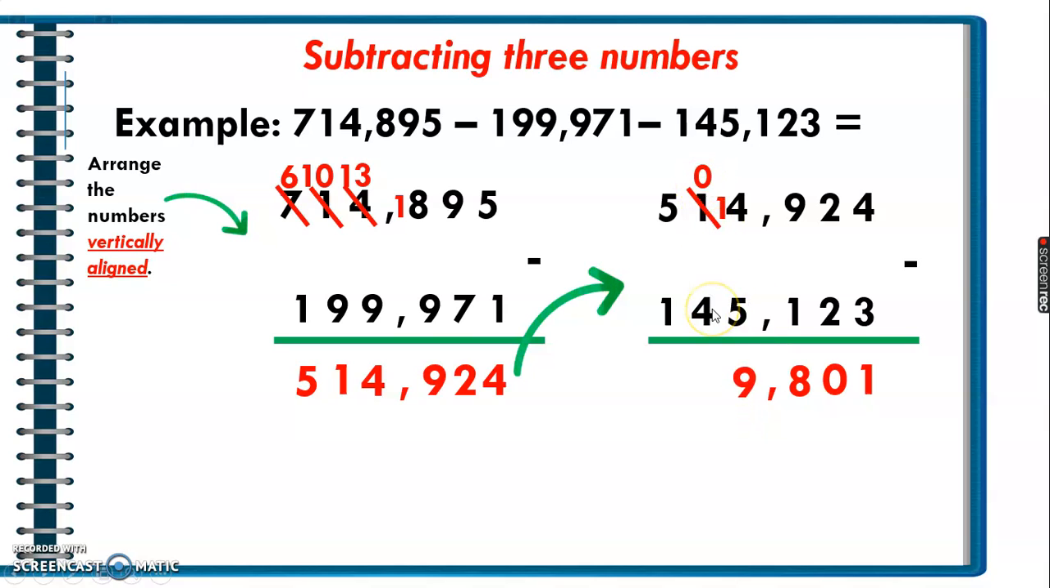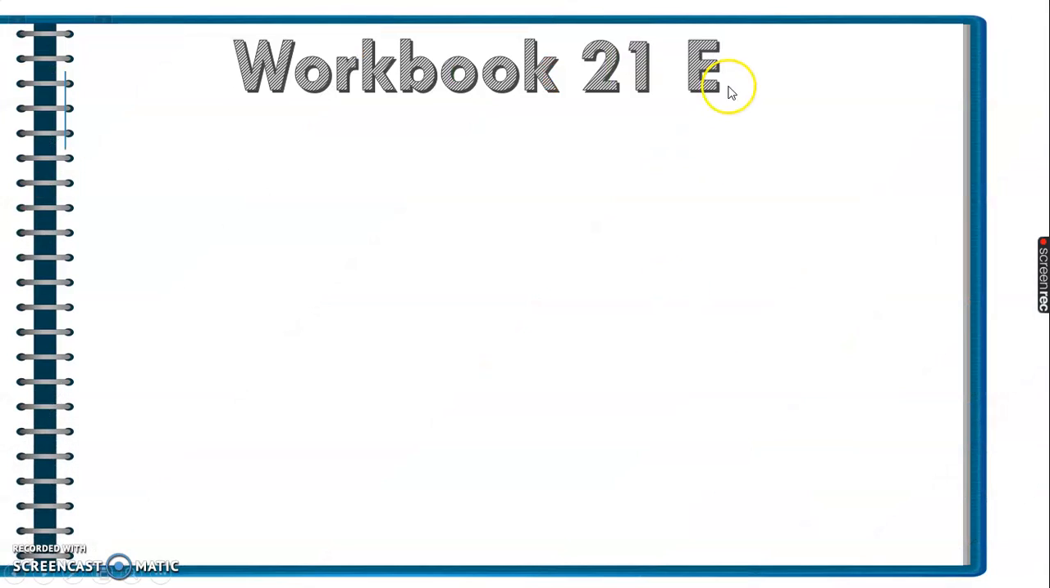0 minus 4 cannot be, right? So 5 will be 4. And then 0 will become 10. So 10 minus 4 is equal to 6. And lastly, we have 4 minus 1 is equal to 3. So therefore, the answer is 369,801. Very good.